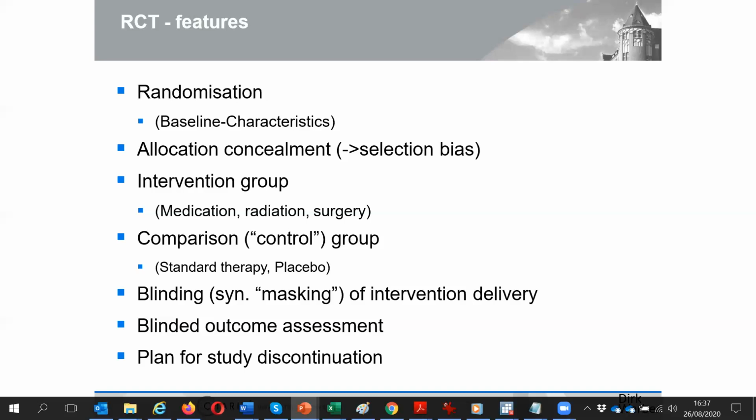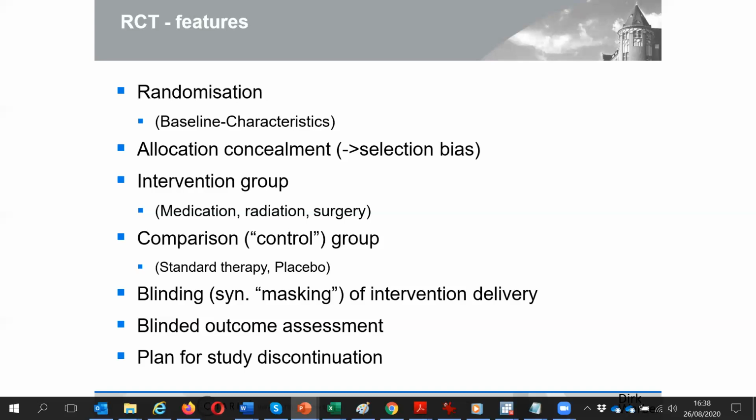Let's say you're comparing two things. One group is not getting anything, that's the placebo, whereas the other is getting something. You can conceal so that it's not clear to whoever is giving the intervention or non-intervention what has been given. That is allocation concealment. It really helps to prevent selection bias.